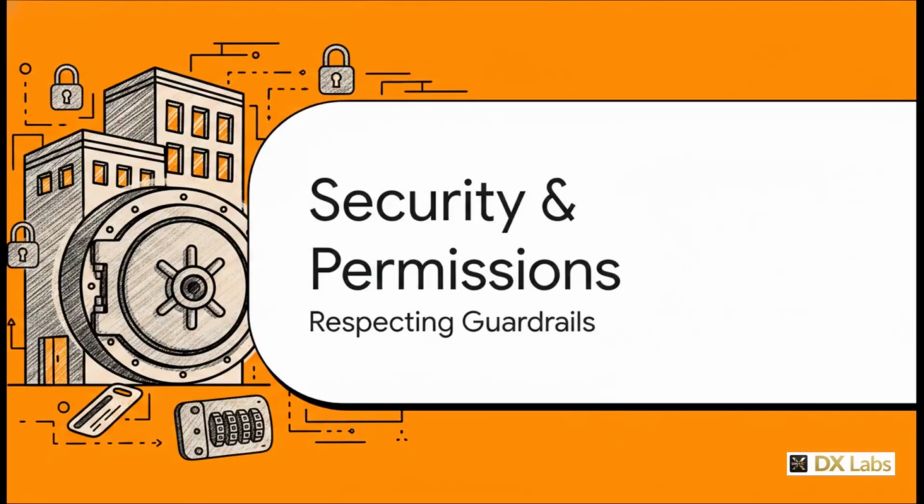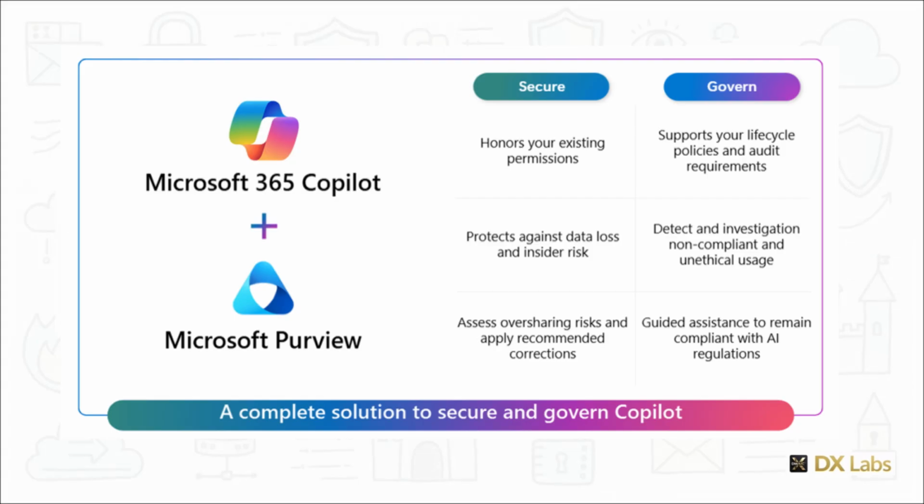Section 4. Copilot Security and Permissions Model. Think of this model like a bank vault inside that office building we talked about earlier. The vault has its own specific, highly sensitive combinations that Copilot flawlessly respects. This combination of Microsoft 365 Copilot and Microsoft Purview to secure and govern your data is a highly testable concept.